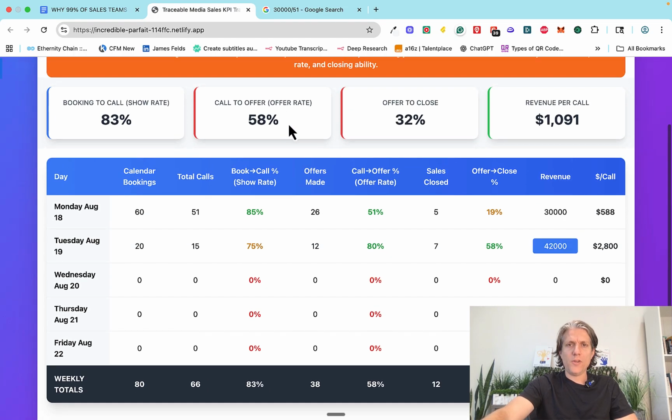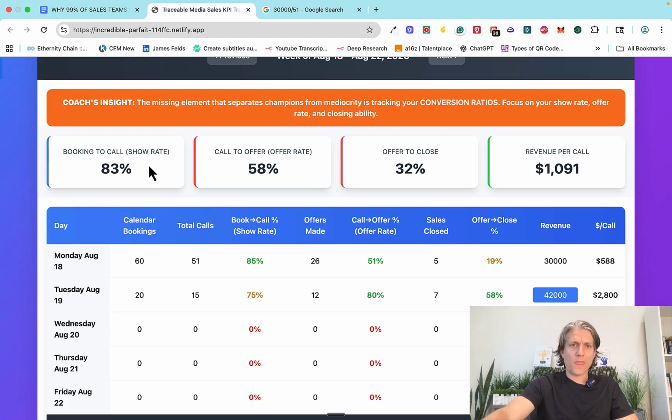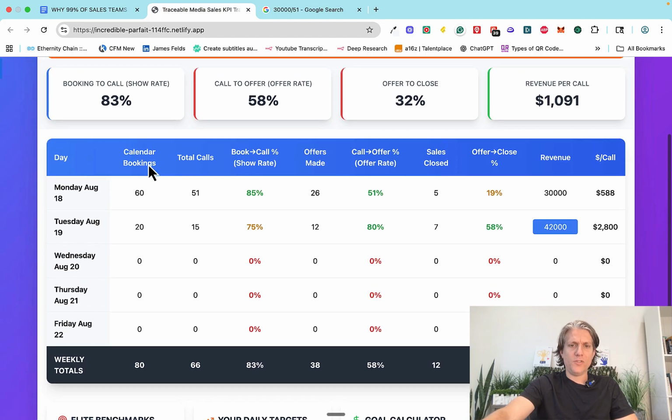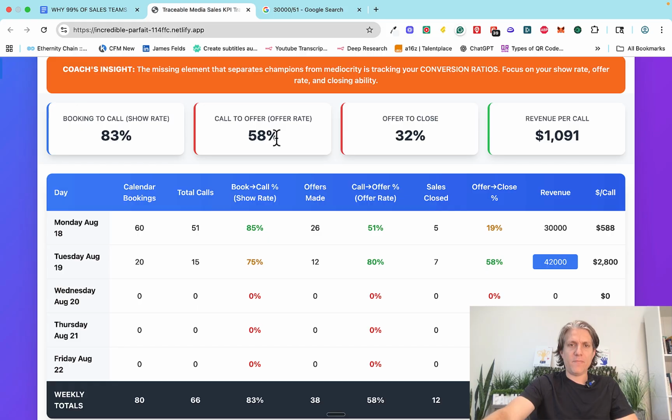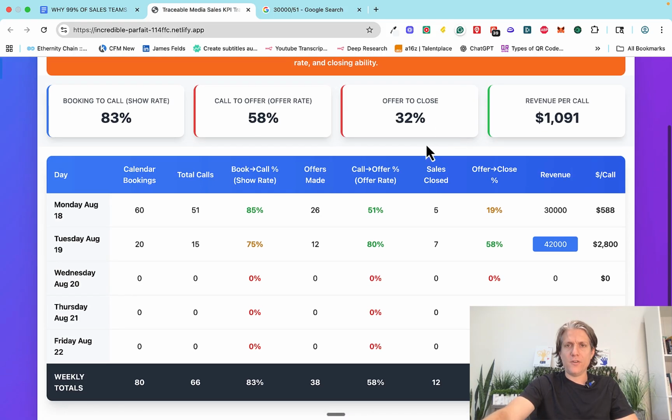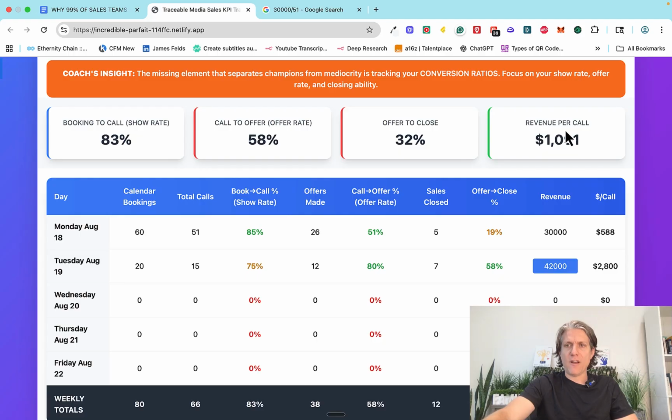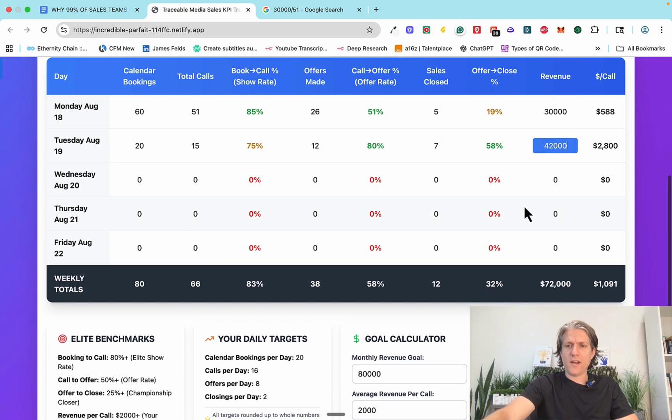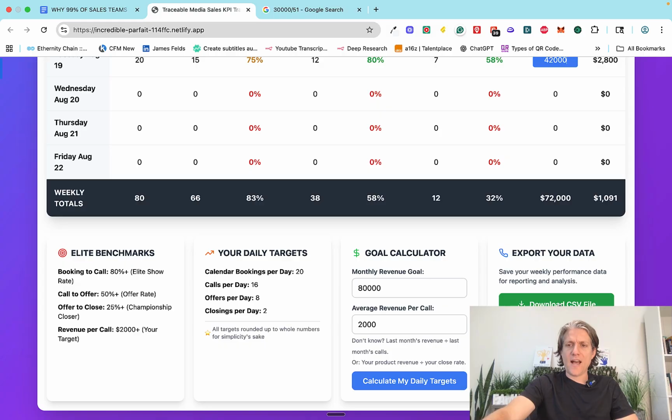And so what you can do now is see your show rate, generally speaking, at 83%, which is great. Your offer rate at 58%, very good. Offer to close rate 32%, very good. And then revenue per call is over 1,000, which is very good. So this is great. Now we go down here and download.